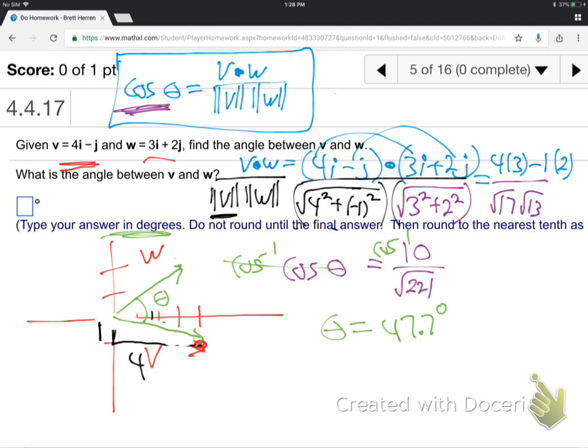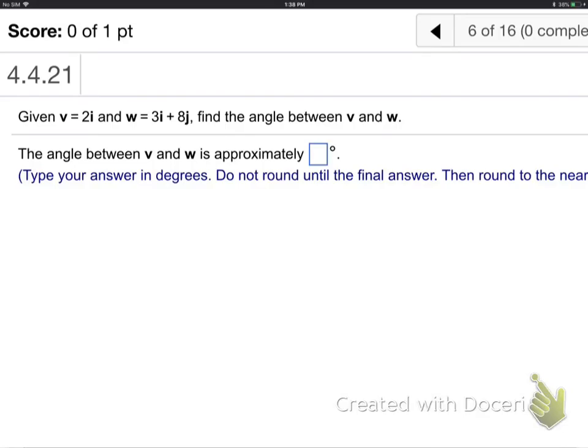So that's something you can find. Is that good? So we can find the angle between two vectors, something very needed in physics and engineering. Okay. That's the same kind of problem, right?